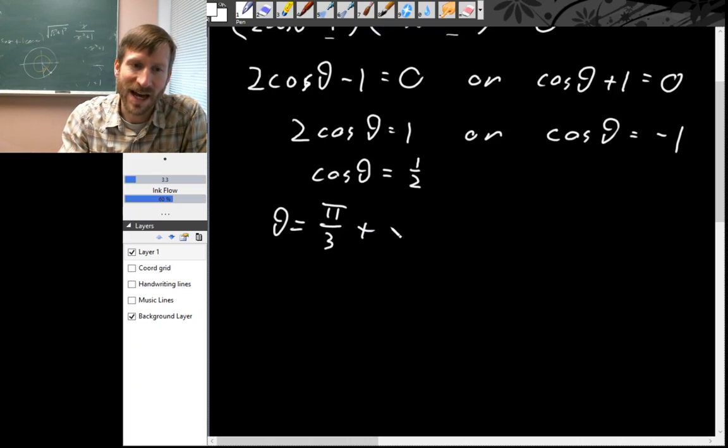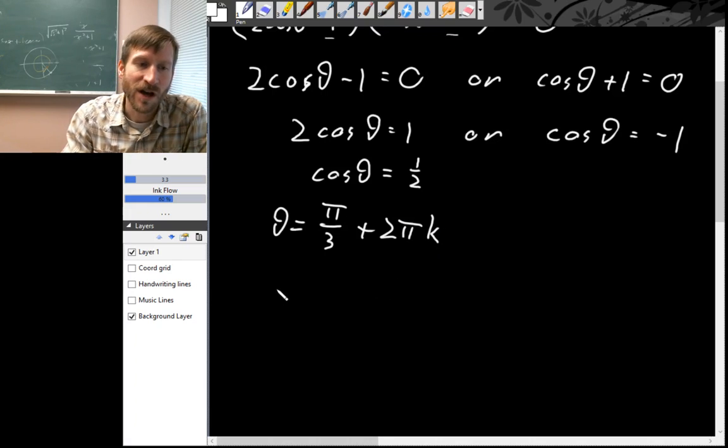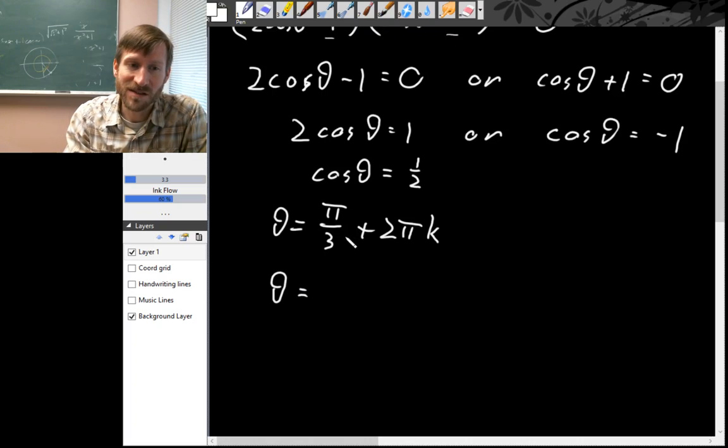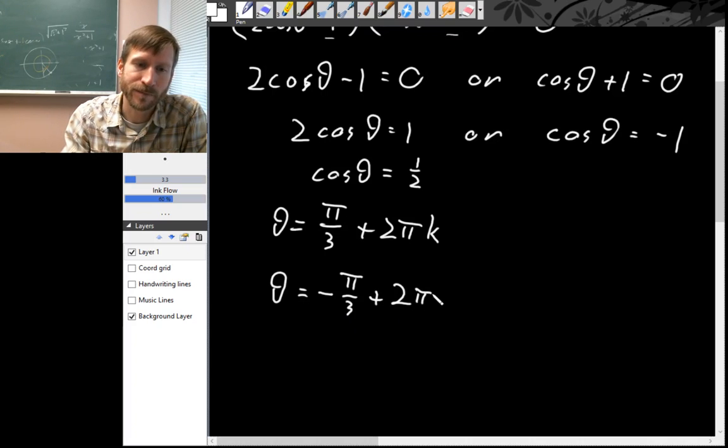But remember, we have to add 2 pi k to pick up all of the periodic solutions. Also, we have to write down the symmetric solutions. So for cosine, the symmetric solution is just the negative of the principal solution, so negative pi over 3, and of course plus 2 pi k again. All right. But this isn't all the solutions.